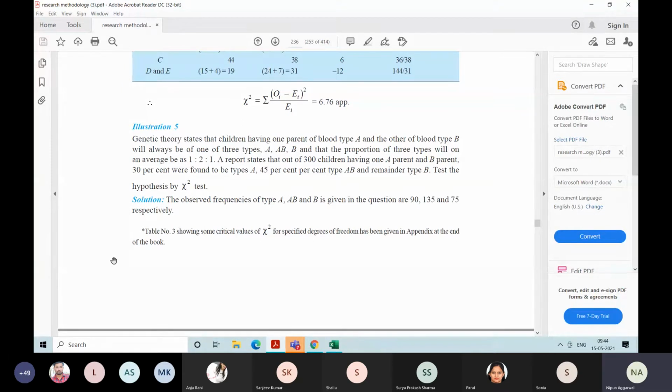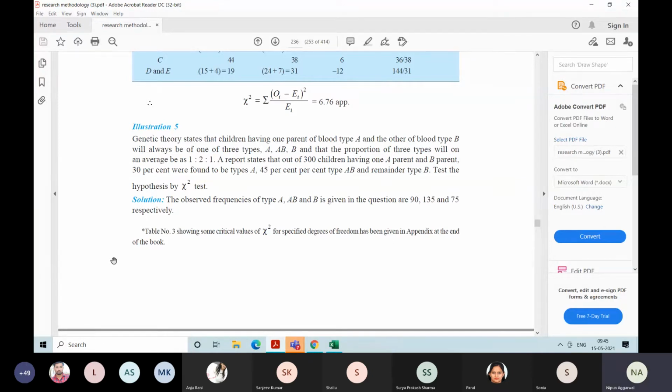Fine. And then the report says that out of 300 children having one parent of A and one of B, 30% are found to be A, 45% AB, and the remainder B. So what is this? This is the observed frequency. Expected is 25, 50 and 25. And observed is 30, 45 and the remainder, which is 25. 45 plus 30 is 75, and the remainder is 25. So these are the observed frequencies.